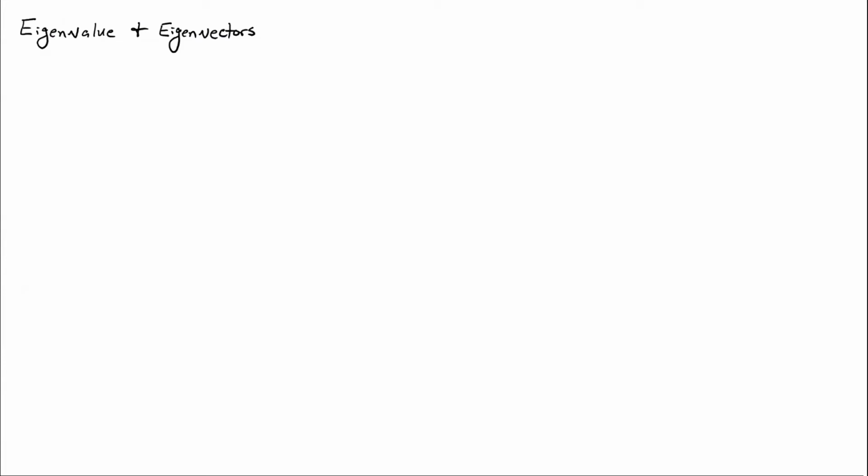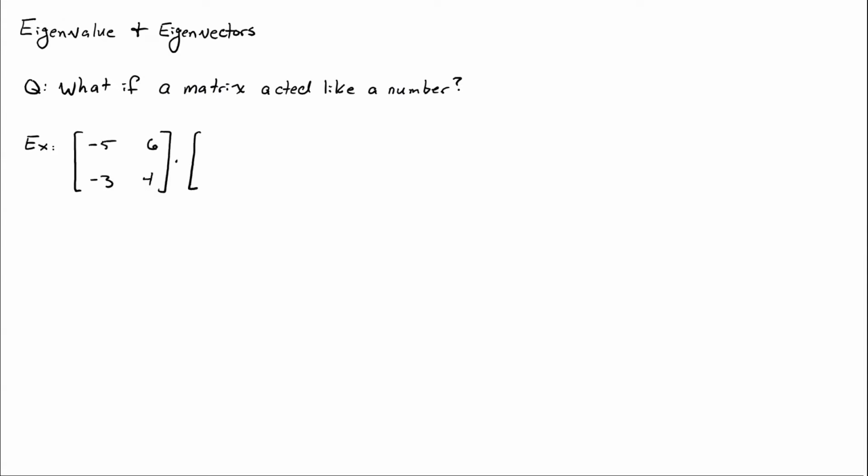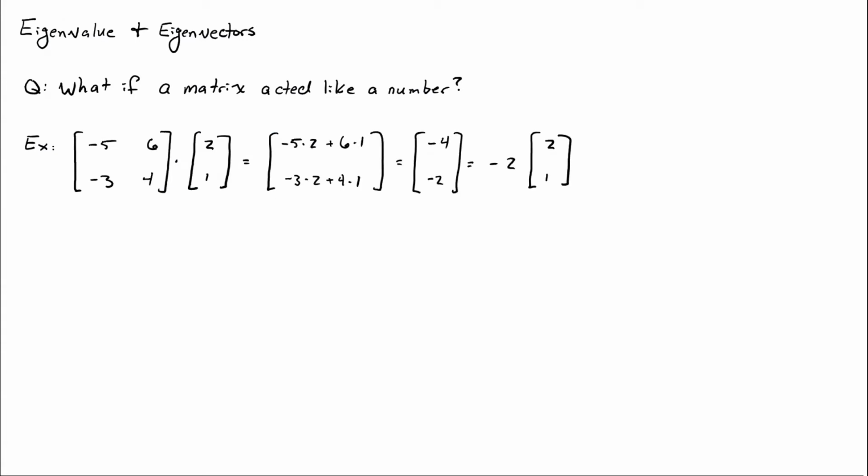Matrix multiplication can be weird. But what if it acted like a number? For example, take the matrix [-5, 6; -3, 4] times the vector (2, 1). Multiply and simplify, and we end up with -2 times the original vector. So this matrix just acted like a scalar multiple.